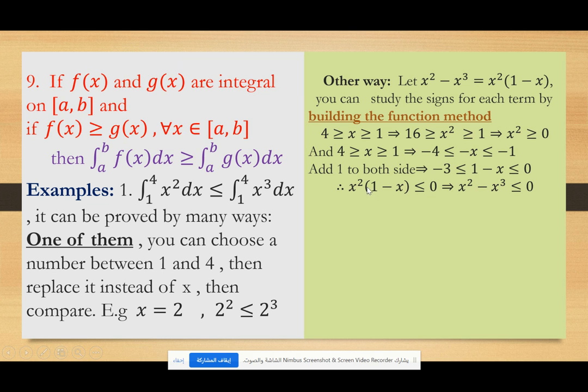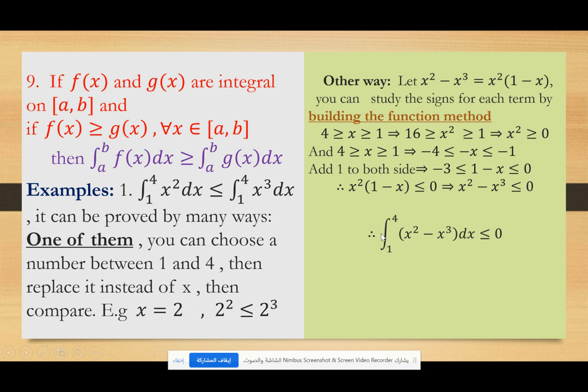Now, after expanding this bracket, you will go back to your function, which is x squared minus x cubed, which is still negative. If you move this negative x cubed to the other side, you will get exactly x squared is smaller than or equal to x cubed. Or you can integrate both sides like that. Then you can integrate from 1 to 4 for the left side, which is x squared minus x cubed dx. And if you integrate 0, you will get 0 because the area of no region is 0.